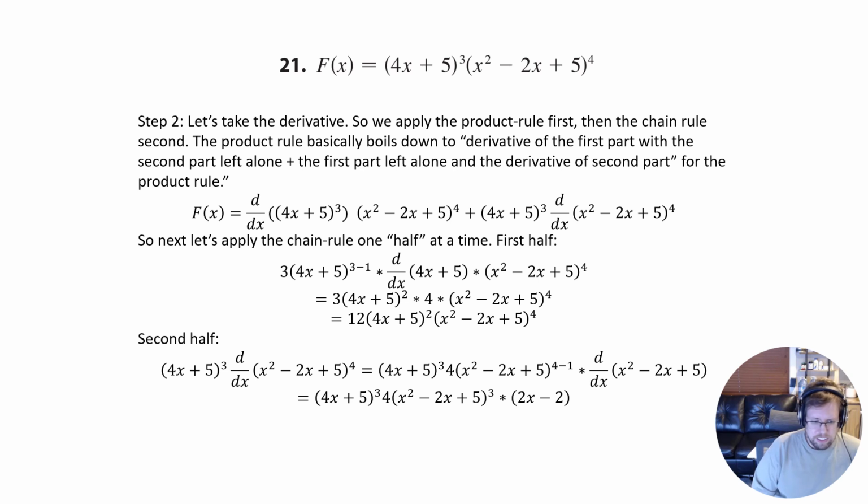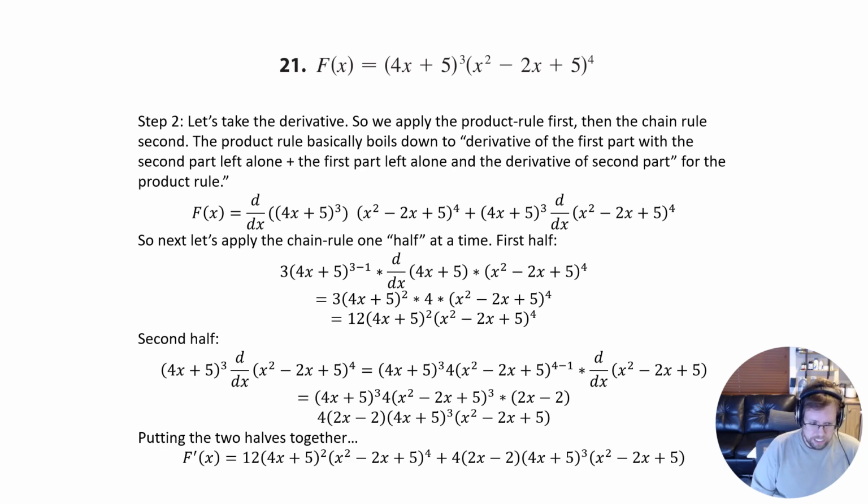And now the next thing that I'm going to do is I'm just going to rearrange stuff so it looks a bit nicer. I'm putting stuff of lower power in the front that looks a little bit less complicated, and I move the 4 to the front. That's pretty much it. And so putting the two halves together, we just end up with our answer from the first half plus our answer to the second half, and that's it, the problem is solved.